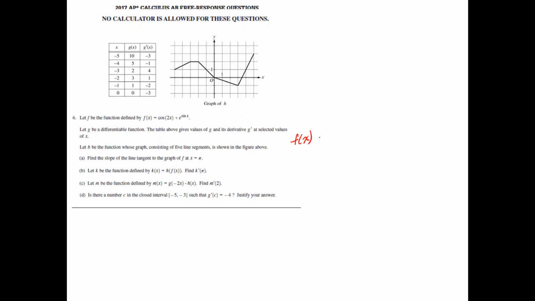You know that f of x is equal to cosine 2x plus e to the sine x. If I need to find the slope of the tangent line, I will need to find f prime. So let's find the derivative. You will have to do the chain rule. The derivative of cosine is negative sine 2x. The derivative of 2x is 2, so make sure you have a 2 in front of that. The derivative of e to the u is e to the u times u prime, so this is e to the sine x times the derivative of sine x, which is cosine x.